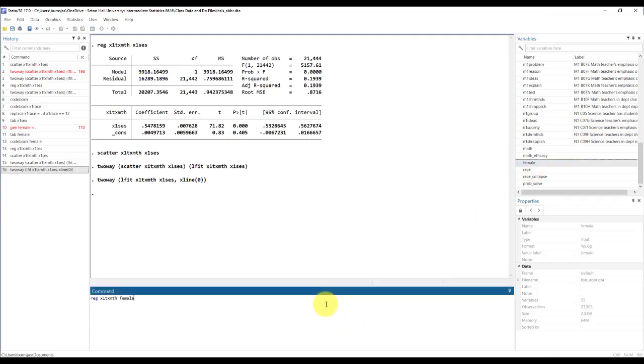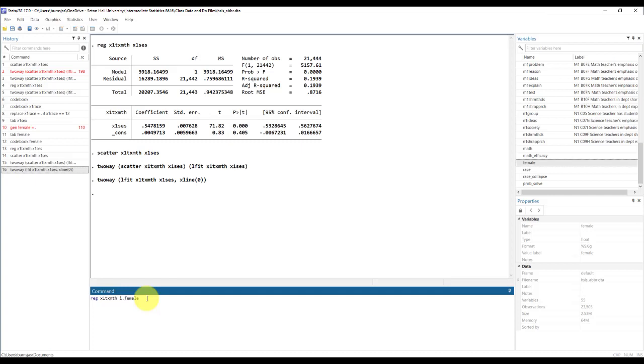In this case, female is a binary variable in which a 0 represents male and 1 represents female. Because this is categorical, we want to tell Stata that this is a categorical variable by including i. dot. Now, in this case, because the variable is binary, we'll get the same output whether we use i. dot or not.